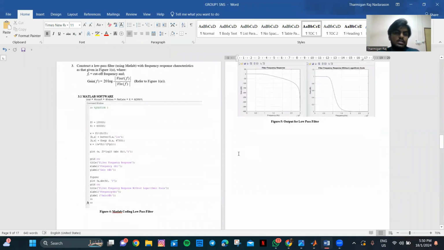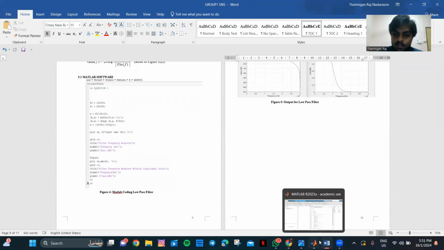For question 3, we were instructed to construct a low-pass filter using MATLAB with the frequency response characteristic as given in figure 1a, where F0 is 100 kilohertz and FC is 600 kilohertz. FC is the cutoff frequency. The formula for gain would be 20 log Vout over Vin. So let's get into the coding itself.